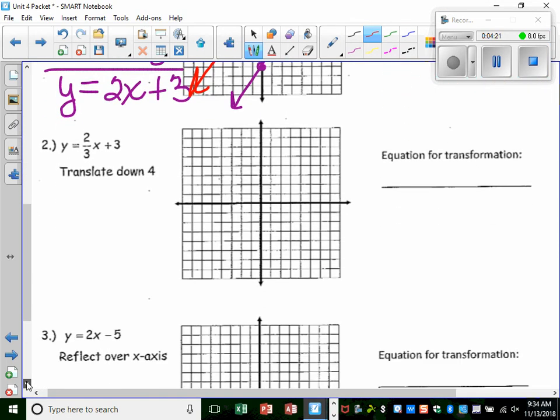All right, so let's do a down problem. So if we slide this down 4, okay, down 4 means I'm going to subtract 4.